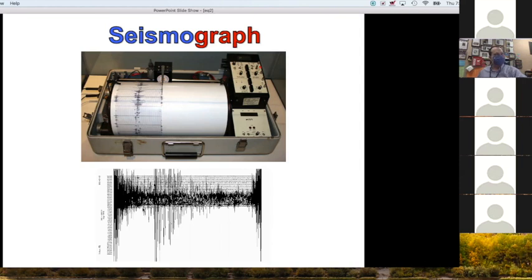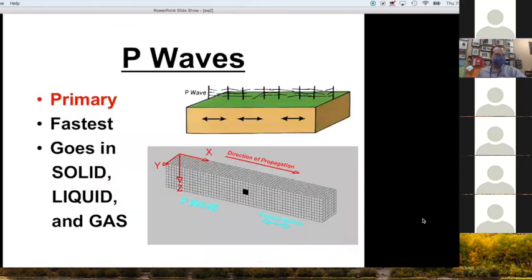And when we have an earthquake, what we get are waves. But notice, not all the waves look the same. So today I want to show you what the different kinds of earthquake waves are.